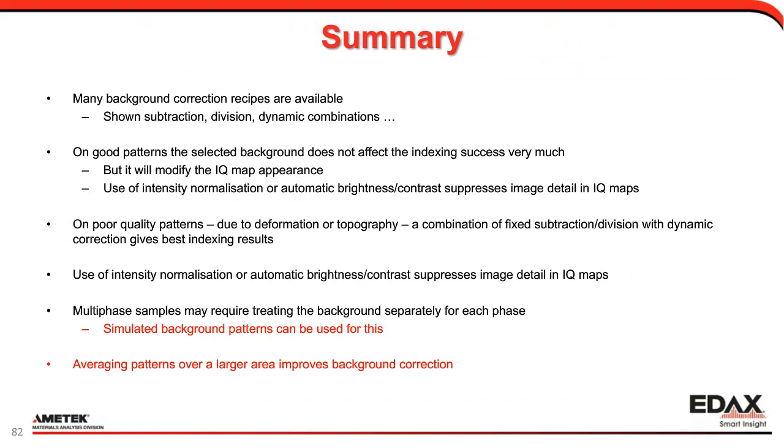So in summary, there's lots of different ways to do this, but the points in red are the points I wanted to make. For multi-phase samples, you can get better results if you treat the background separately for each phase, and it turns out we can use simulated backgrounds for that. Averaging patterns over a larger area improves background correction, which isn't a surprise, but is something maybe you think about. It reaffirms what we've always suggested you should think about when you collect data in a conventional manner. One of the things we've shown is that simulated patterns not only give us access to new indexing routines, but can also help improve our standard way of working.